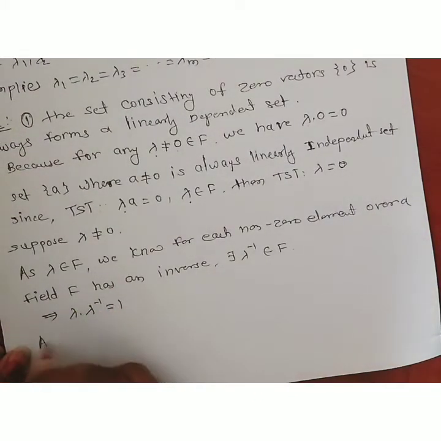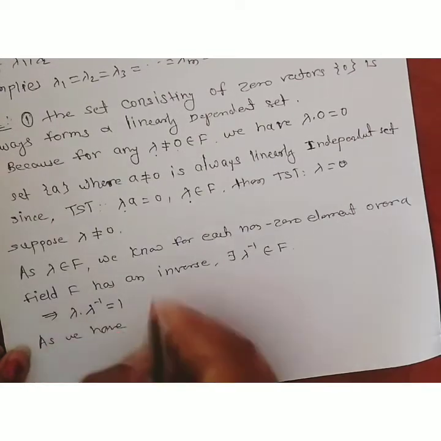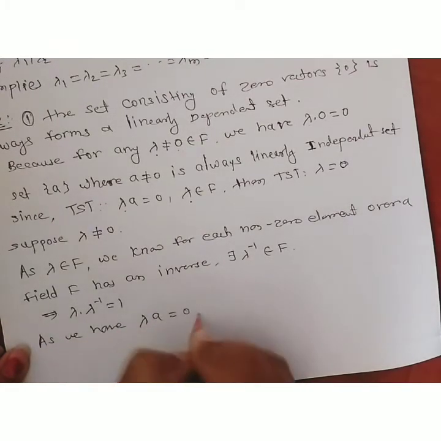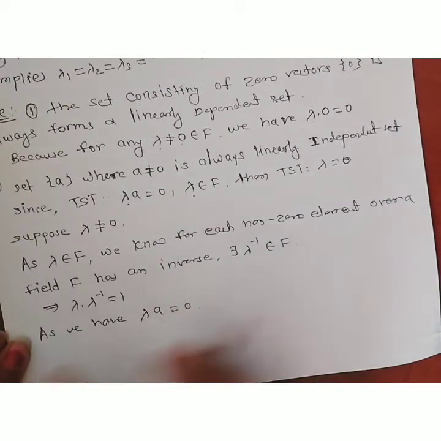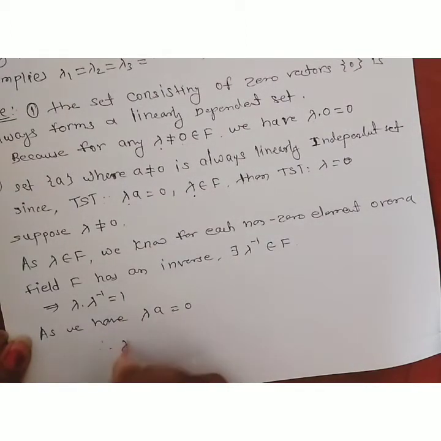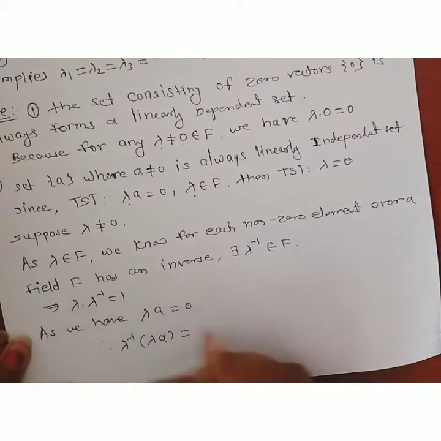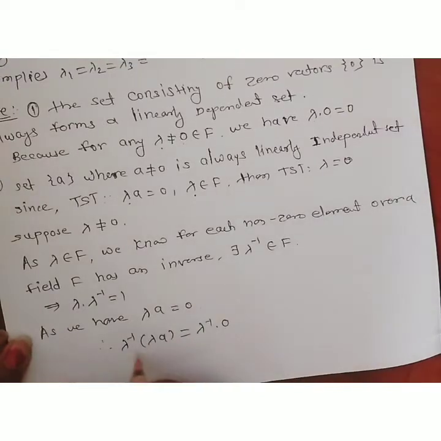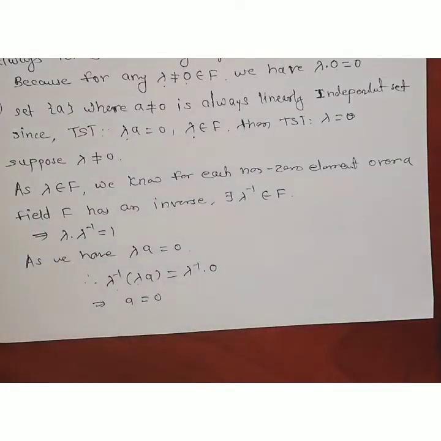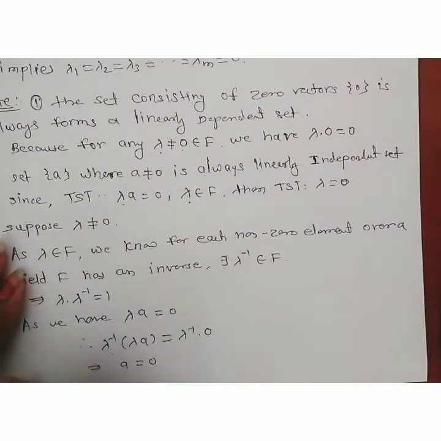As we have lambda into A is equal to 0, multiplying both sides by lambda inverse, this implies lambda inverse into lambda A is equal to lambda inverse into 0. Lambda into lambda inverse is 1. This implies A is equal to 0. Is this possible? No, because we have already taken A as a non-zero element.